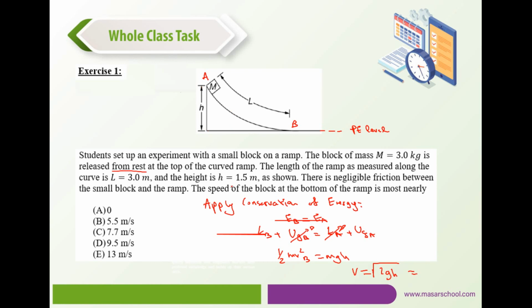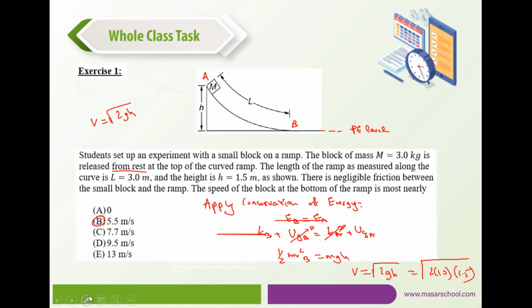h represents the vertical height, which is 1.5. That would be the radical of 2 multiplied by 10 multiplied by 1.5, and that would give us a value of 5.5 meters per second. I know that this is an MCQ and you can directly know the result by v equals radical 2gh. However, I'm just trying to explain different approaches.